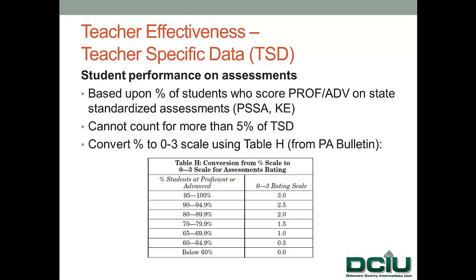In order to look at what that percentage of students scoring proficient or advanced would look like on a 0 to 3 rating scale, you must use Table H, which is from the PA Bulletin from June 2013. Use that Table H conversion scale to look at the percentage students proficient or advanced and convert that to a 0 to 3 rating scale, which will be used as part of the teacher's teacher-specific data rating.